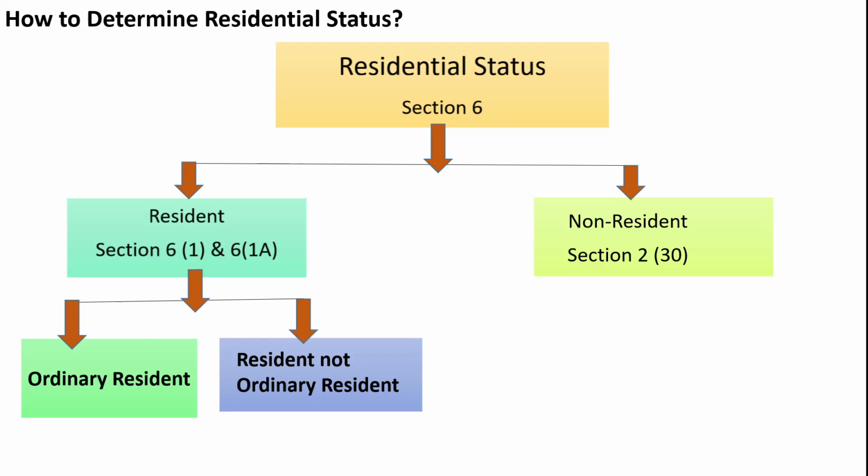How to determine residential status? The Income Tax Act of 1961, Section 6, deals with the residential status of an individual. A person can be either resident or non-resident for a particular period. If a person becomes a resident, there should again be a discussion about whether the individual is an ordinary resident or resident but not ordinary resident. An individual who is not satisfying the condition of ordinary resident automatically becomes resident but not ordinary resident. If those conditions are not satisfied, automatically that person will become non-resident.